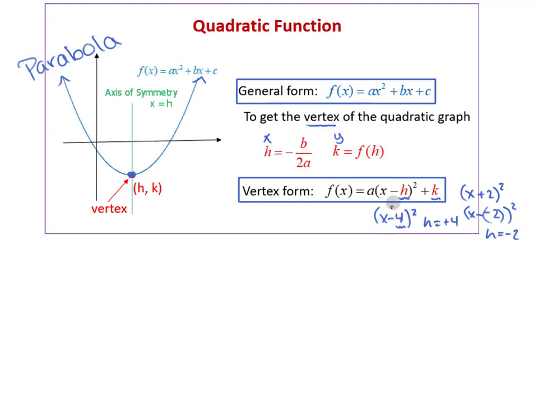Okay, so a mental shortcut that might help is that h is kind of the opposite sign of what it appears to be, and then k is the same. We don't have to do anything special for k there to identify our vertex.